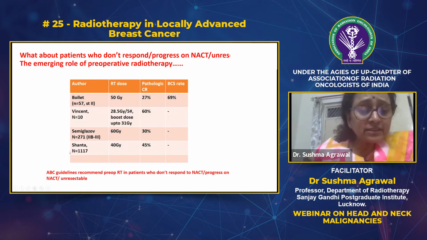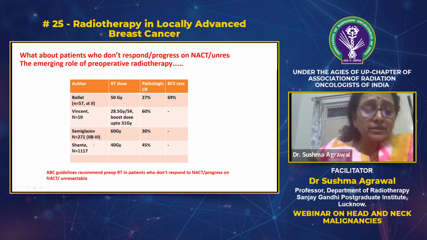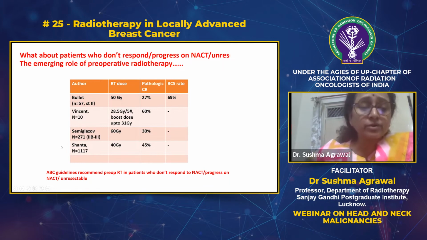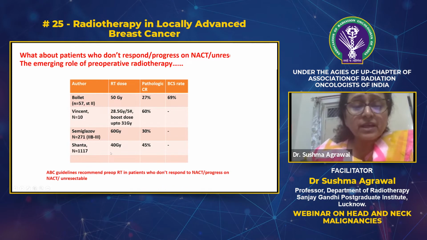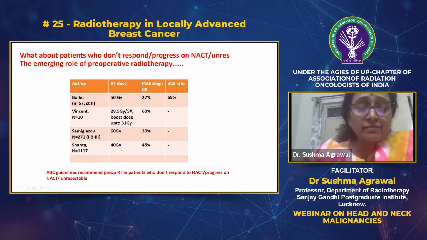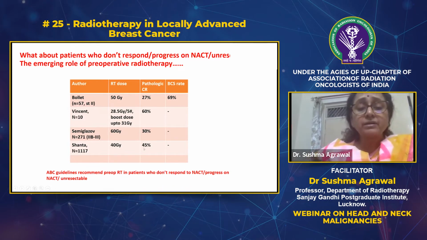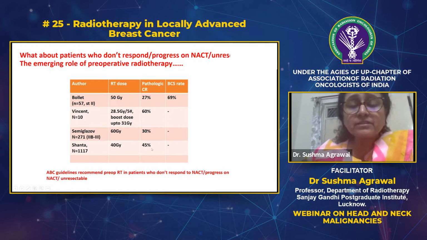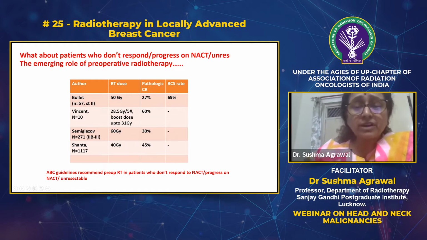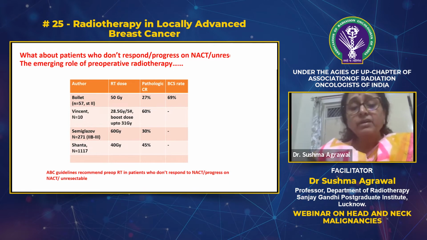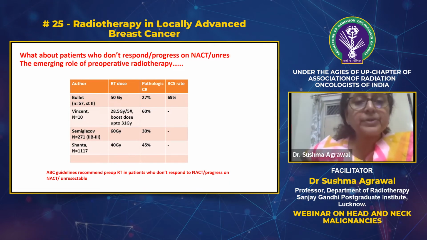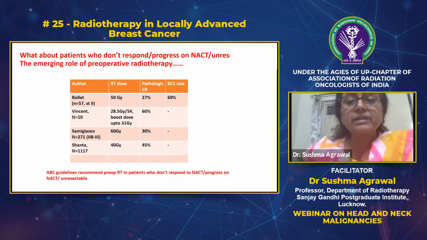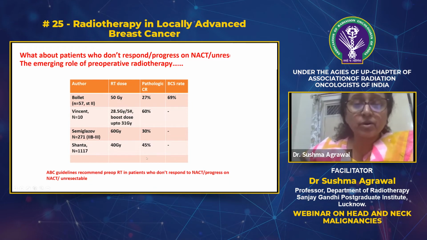The largest series of preoperative radiotherapy is from our country, from Dr. Shanta, and in 1,000 patients. But the dose that they gave was only 40 gray. But to our surprise, the pathologic CRs were 45%. So this shows that one should surely attempt preoperative radiotherapy in patients who are either stable or are progressing on chemotherapy.